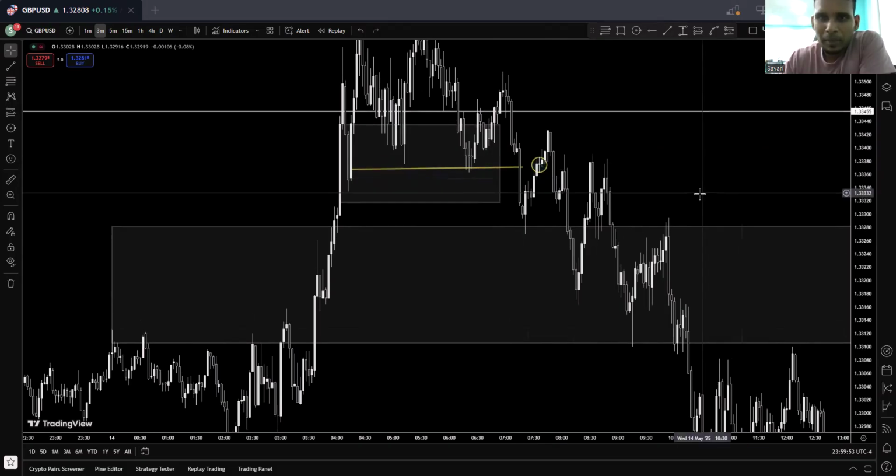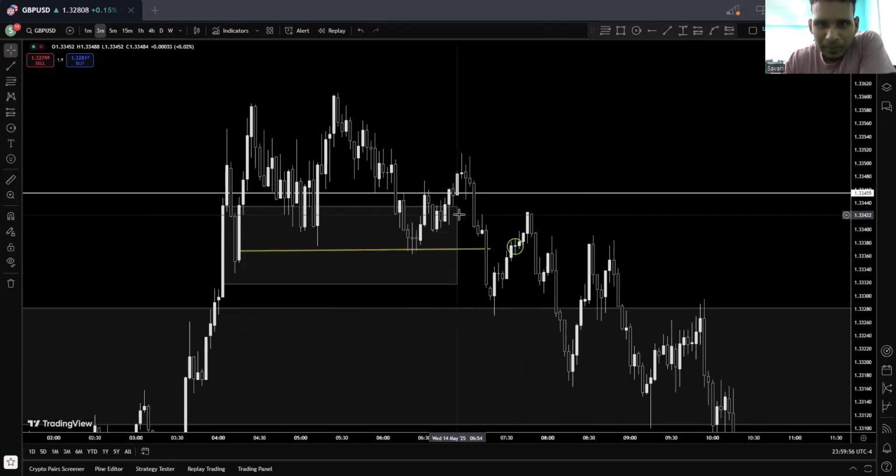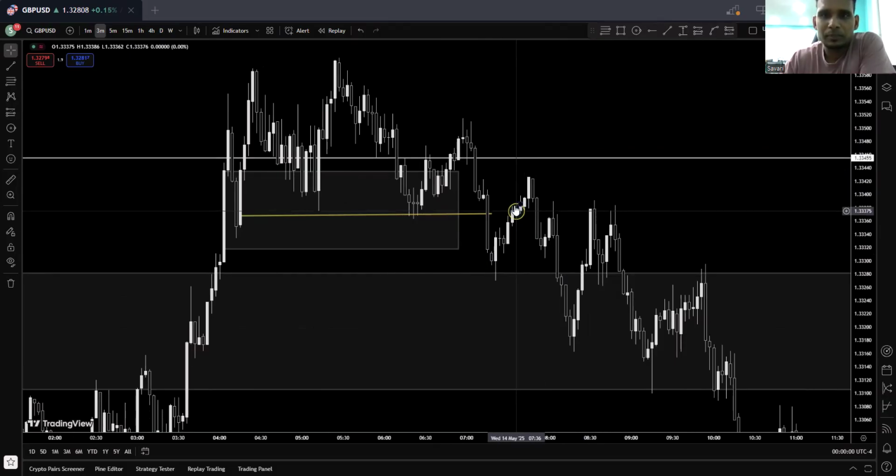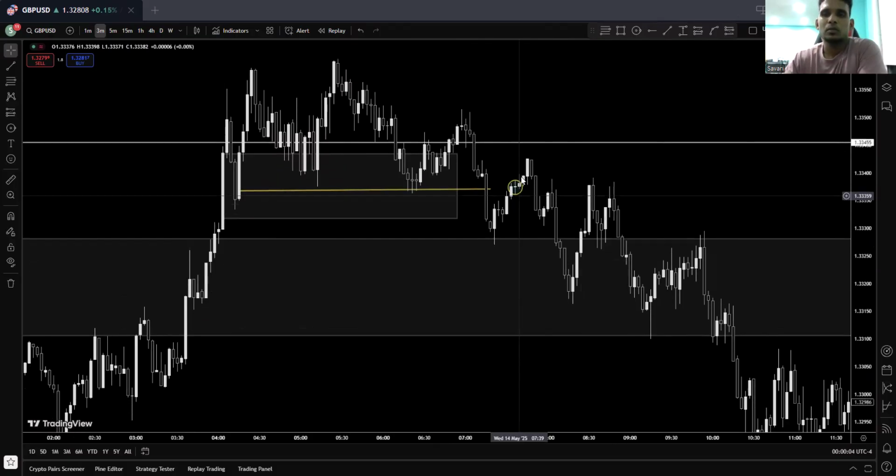You can clearly see the minor sweep of the high. This is the internal getting a minor sweep. Then it got displaced, leaving this fair value gap. Hold. Start pushing lower. Once I identified this, I executed my second entry here.